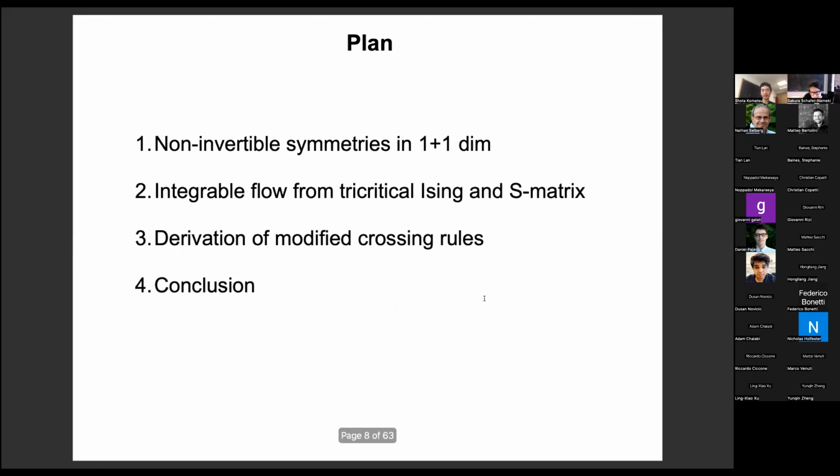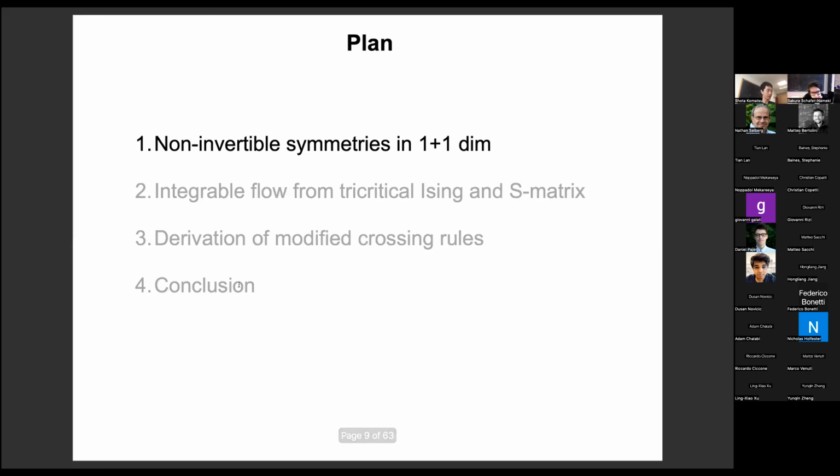This is the plan of the talk. First, I'm going to give a brief introduction and recap of non-invertible symmetries in 1+1 dimensions. Then I'm going to talk about a particular RG flow that I would like to study, which is an integrable flow from the tricritical Ising model, and then discuss its S matrix. Then I'm going to give the physical derivation or argument of the modified crossing rules. And then I end with the conclusion.